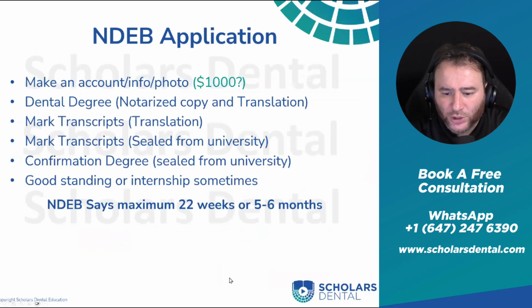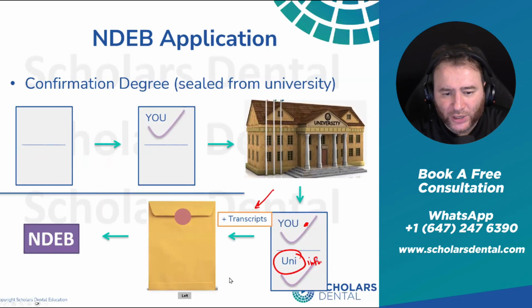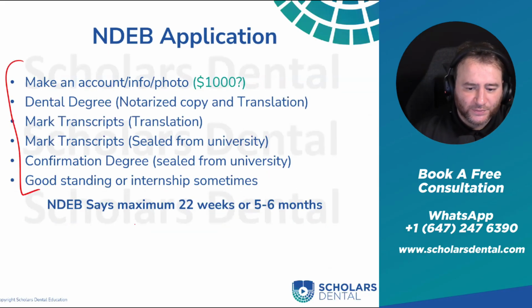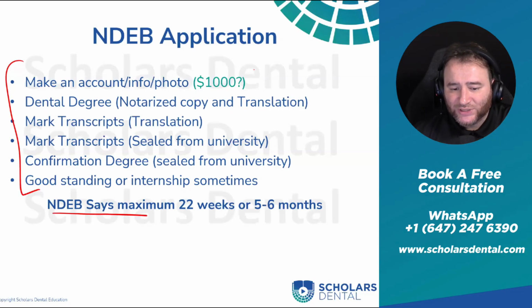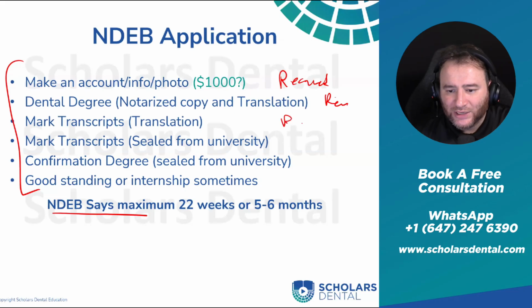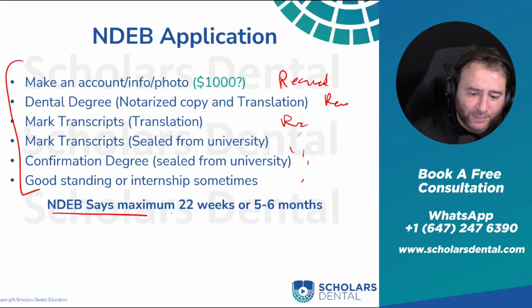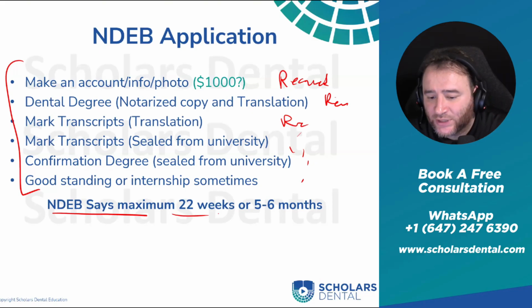Okay, so I'm not going to go into your questions right now. All that will be discussed later, but I want to finish these. So that's the confirmation degree. Now, you're going to do all these steps, and once you've sent everything and they say received in your account, the NDEB will start reviewing them. They say it could take up to 22 weeks, or 5 to 6 months, to get approval. That's why you want to do everything right the first time.